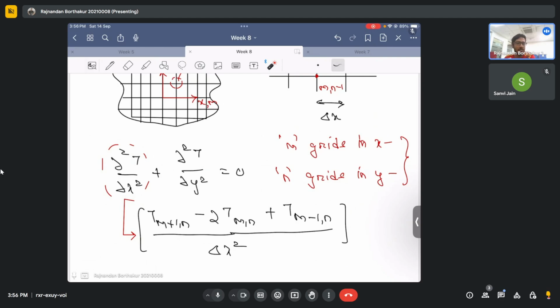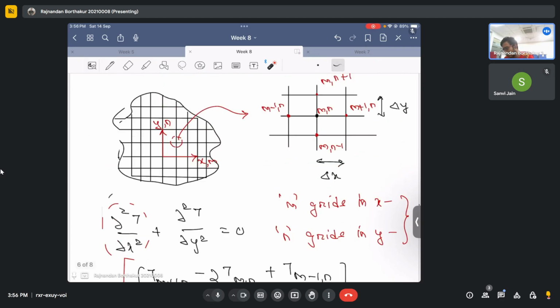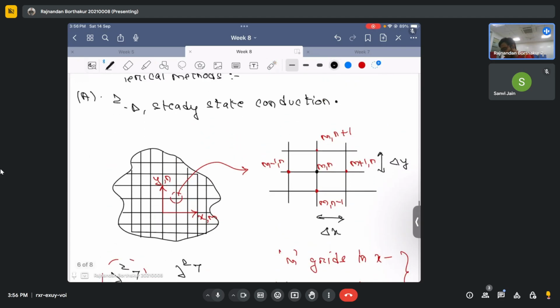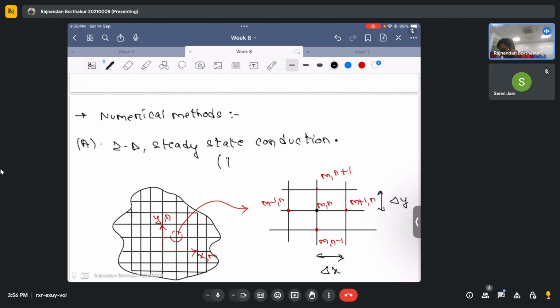What is the logic behind using this finite difference method? By the way, this method is known as the finite difference method. I had not said the name. This method is known as the finite difference method.